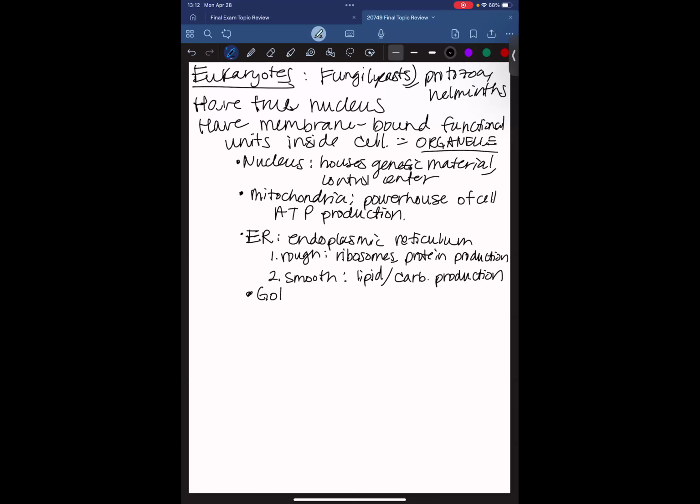Anybody in here know what the Golgi apparatus is for? Excellent. Golgi apparatus is our packaging and shipping. It's the Amazon warehouse of the cell.